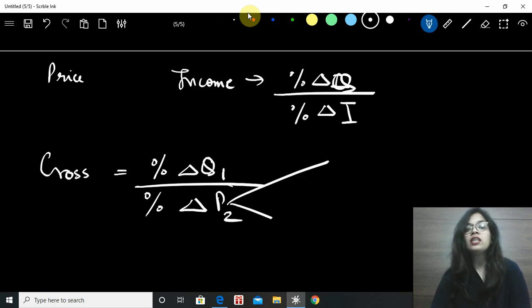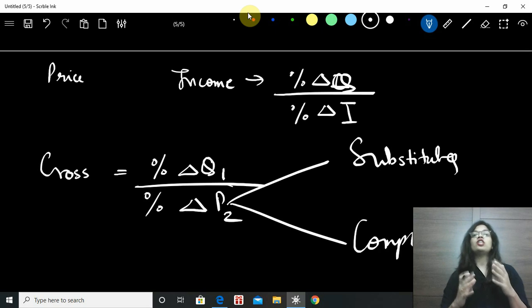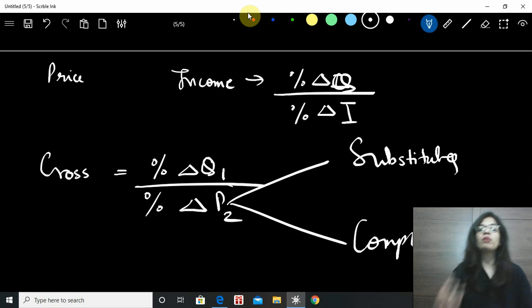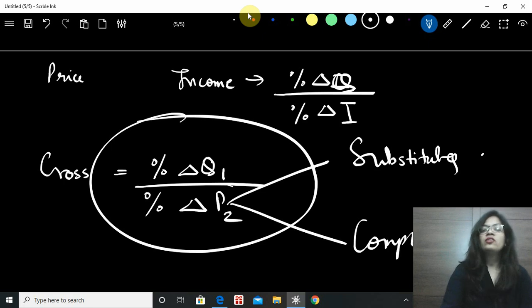Now these other products can be either substitutes or complements, right? So if I have to find out how the demand is changing according to the change in the price of its substitute or complement, I find out the cross elasticity, right? Right. So now let us go to some different kinds of goods that we have.